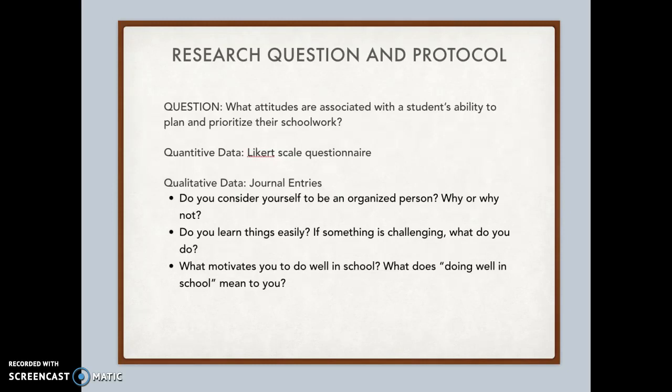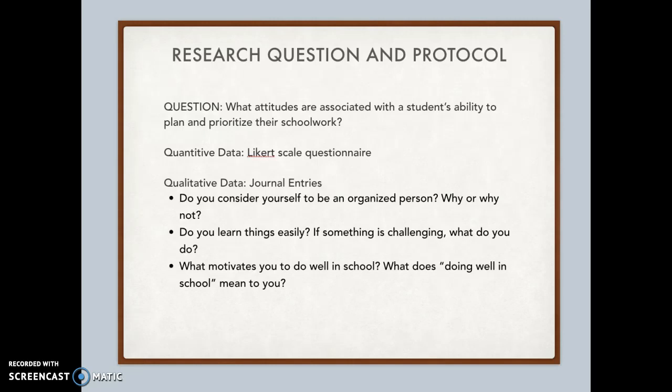As a result, my research question was, what attitudes are associated with students' ability to plan and prioritize their schoolwork? Because I do have a number of students who are able to successfully do this. And so when thinking about my action research project, I wanted to understand what the difference was between those students who were already organized in getting things turned in on time and the students who struggle.